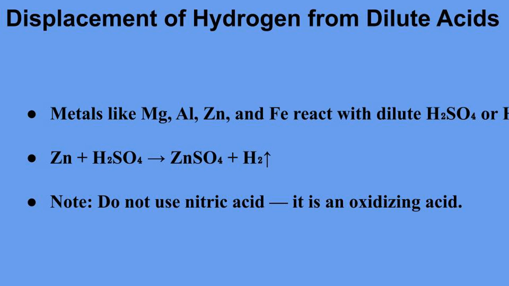Hydrogen can also be obtained when certain metals react with dilute acids. Zinc and iron are commonly used for this purpose. We avoid nitric acid because it acts as an oxidizing agent and prevents hydrogen formation.